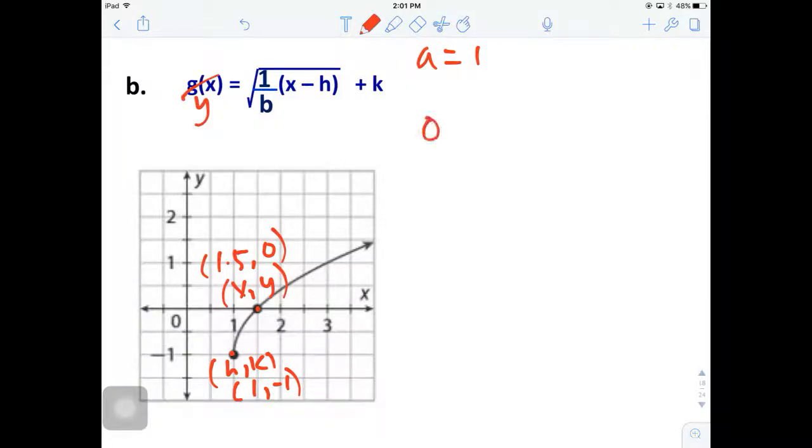y is 0. So we got 0 equals square root of 1 over b. We do not know what b is. We're going to solve for it. x is given, that's 1.5. And then minus h. h is 1. So we're going to subtract 1.